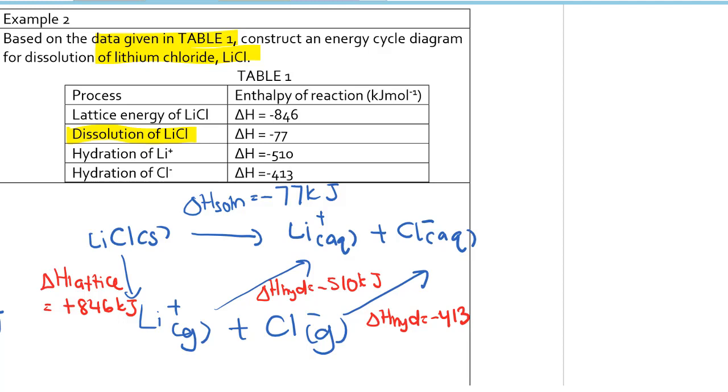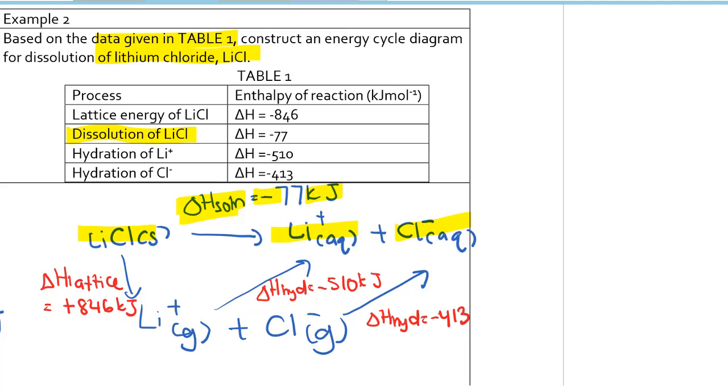So the dissolution process is the name of a process which is referring to enthalpy of solution. You need to write down completely: lithium chloride solid dissolves in water, becoming lithium ion aqueous and chloride aqueous. In the cycle, you need to write down delta H solution, and the unit will be kilojoule. Then you need to write down a positive or negative value.